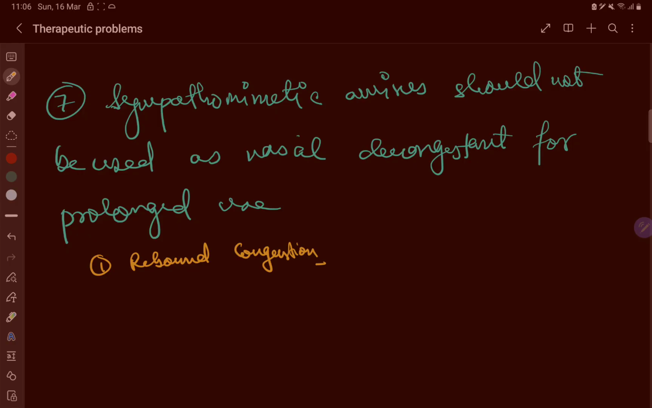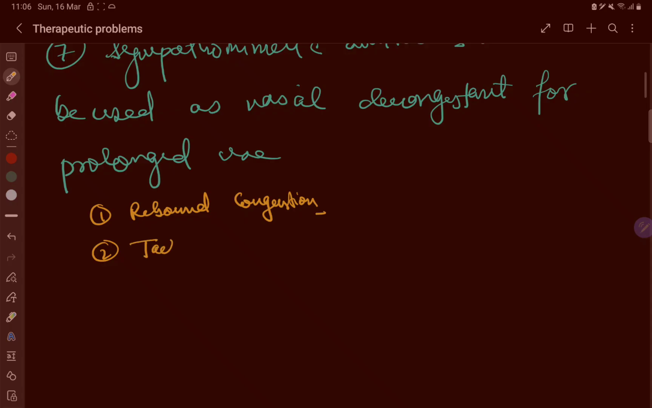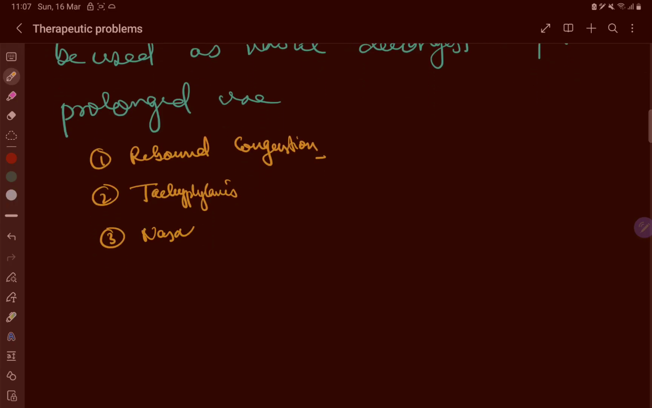In congestion, the nasal passages become dependent on the decongestant, leading to worsening of the congestion when the medication is stopped. So there is a rebound congestion. The second is tachyphylaxis, that is, the nasal tissues become less responsive to the decongestant, reducing its effectiveness. Third is nasal mucosal damage. So prolonged use can cause damage to the nasal mucosa, leading to chronic congestion, dryness and crusting. Okay, foul smell can also come.